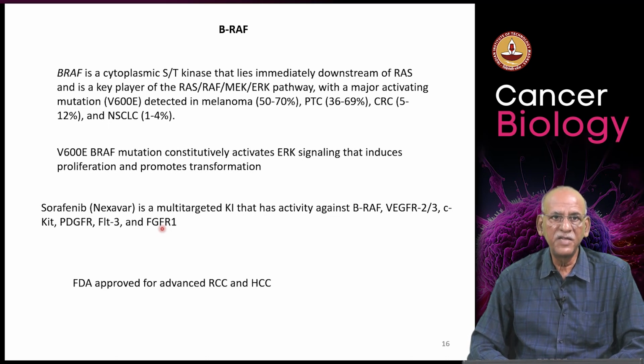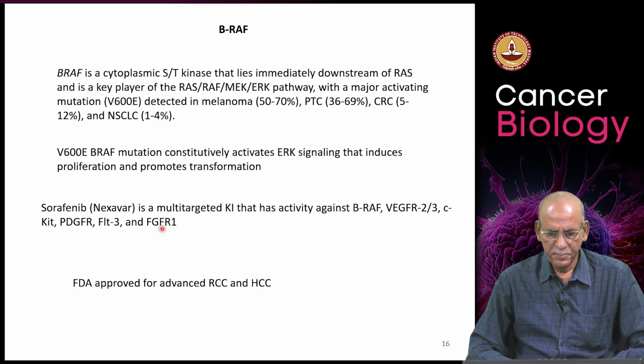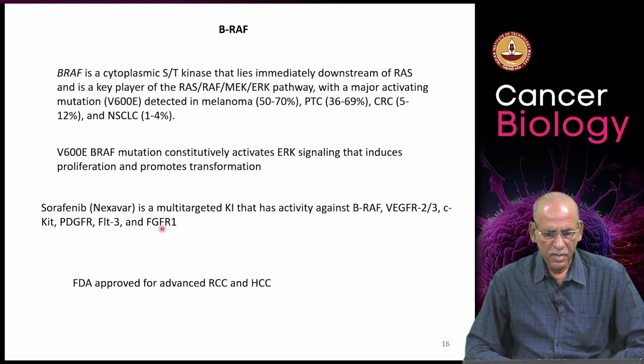What is meant by this? V600E means what? The mutation is at the 600th amino acid, and the mutation that is happening is from valine to glutamic acid. These are single letter abbreviations. So, valine to glutamic acid, that is detected in melanoma, colorectal cancer, non-small cell lung cancer, and so on. I think this is parathyroid cancer, something like that.